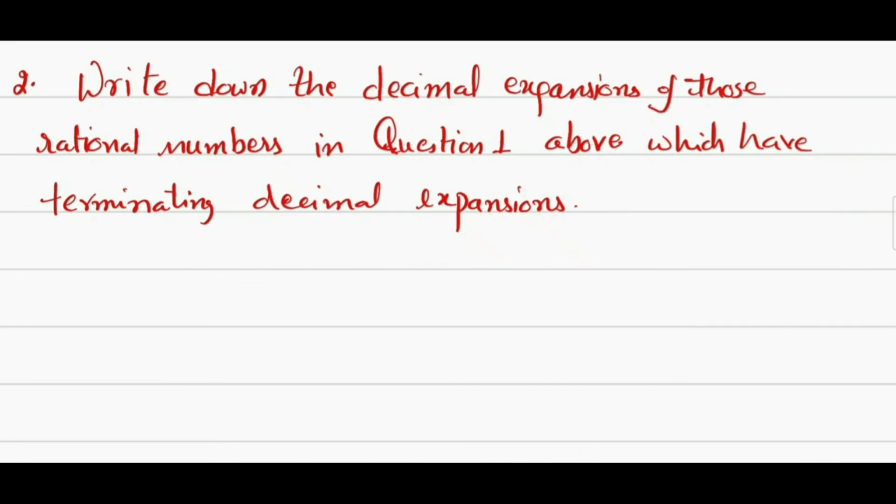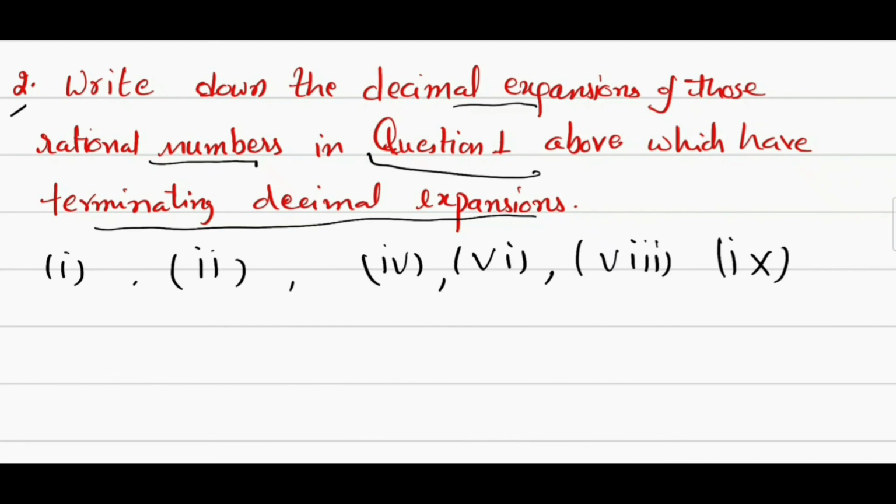Next question, second question, here we have: write down the decimal expansion of those rational numbers in question 1 above which have terminating decimal expansion. So for that we have to divide them. So we know from above that in question 1, numbers 1, 2, 4, 6, 8 and 9 have terminating decimal expansion. So let's see what their decimals are. So now let's find out their decimal expansion by dividing them.